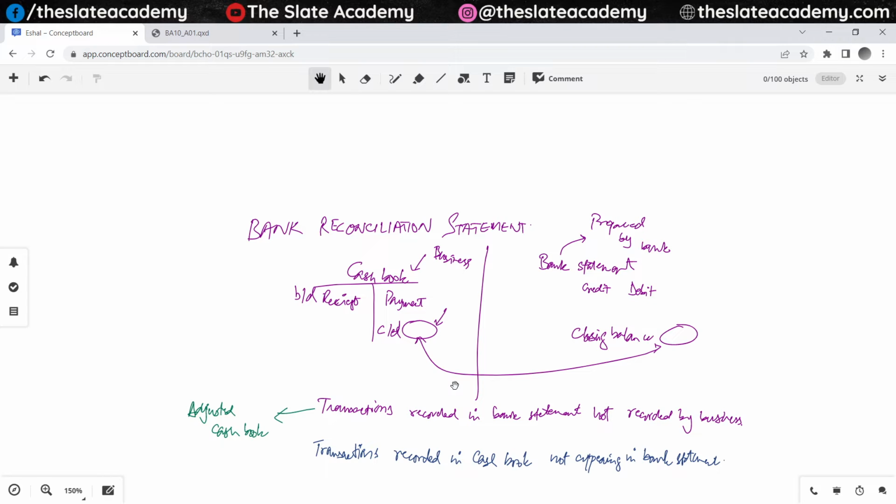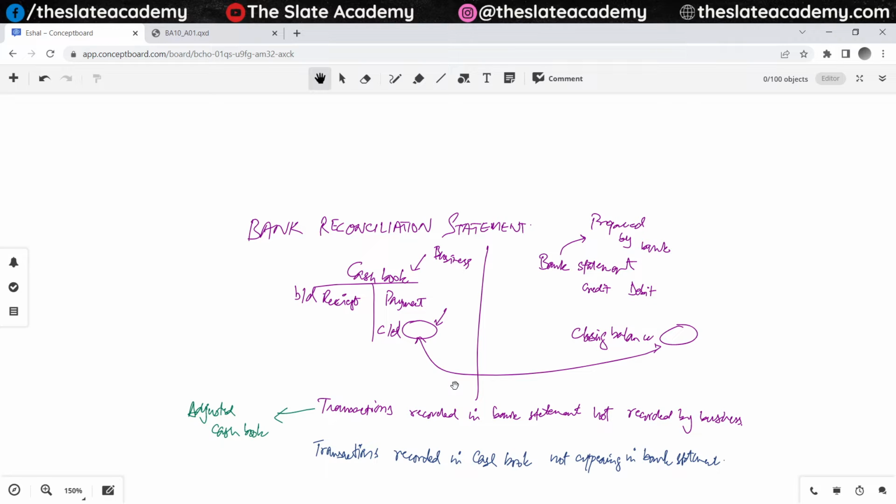Okay, so here was an example of a payment and a receipt which are there in the bank statement and not in my books. And in both cases, yes, my books need to be adjusted. So I'll adjust those. Achha, what about the transactions which would appear in the cash book and not in the bank statement?